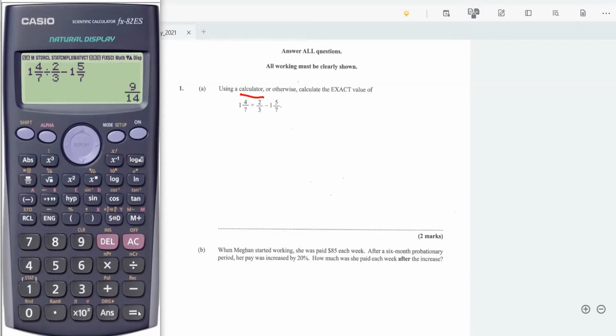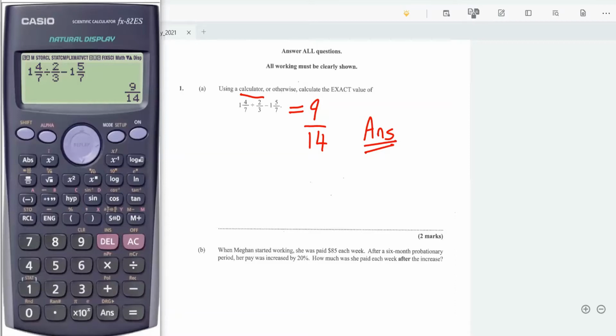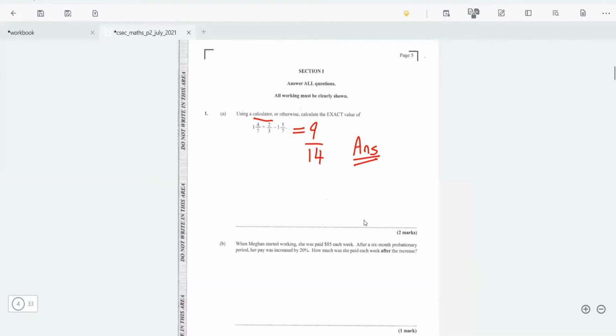You let your calculator do that for you, and it's 9/14. Nice. So really and truly, this just works out to be 9/14 as solved from our calculator. That's the answer. You really don't need to work it out. All right, so trying to save time. That's 9/14. Nice. Okay, moving on to the next part.